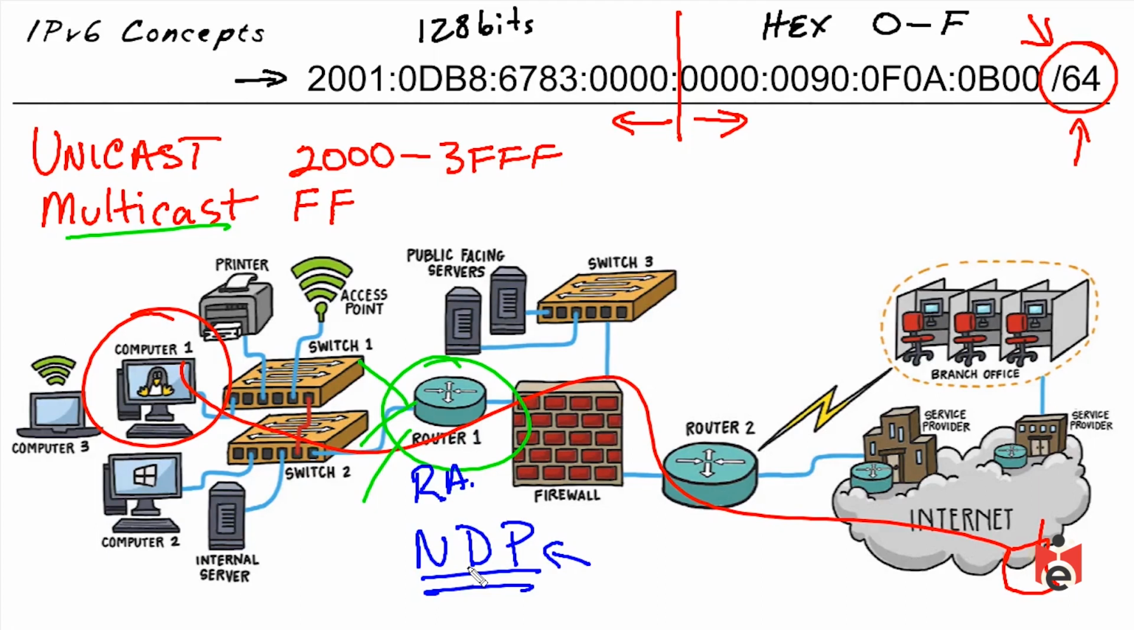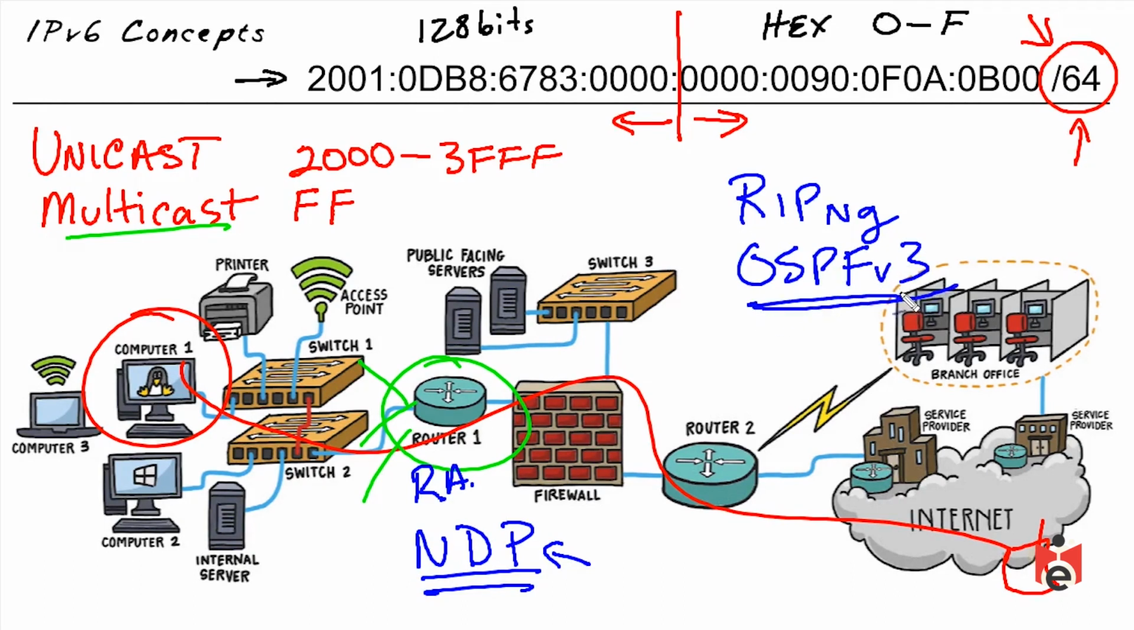And similar to IPv4, we can also train our network by using static routes, or we can use dynamic routing protocols. For IPv6, we have RIPng, for next generation, and we have OSPF version 3, which is also IPv6 specific. And these are examples of dynamic routing protocols that we can use with IPv6.